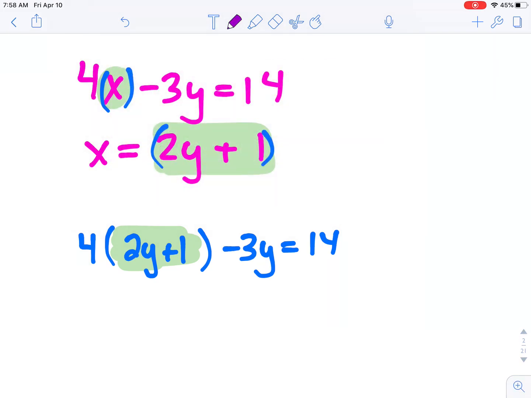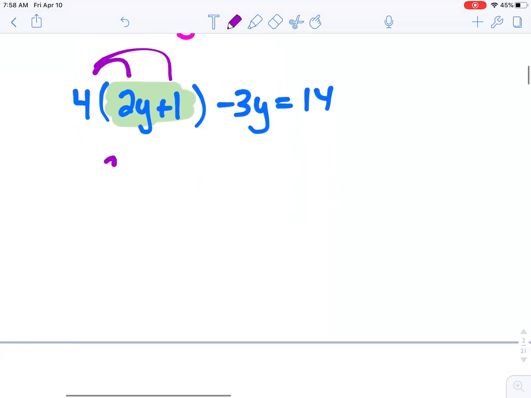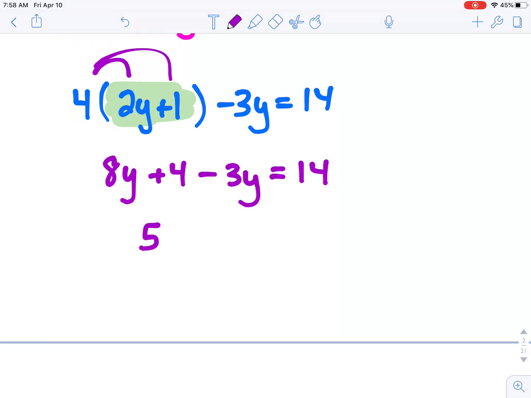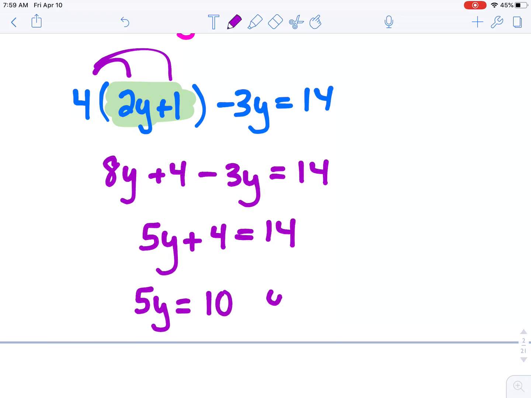And from here, hopefully it's easy enough for you to solve. You could always solve on your own, pause the video and come back. So 8y plus 4 minus 3y equals 14. Combine like terms, 5y plus 4 equals 14. Subtract your 4 to get 10, and your y is 2.